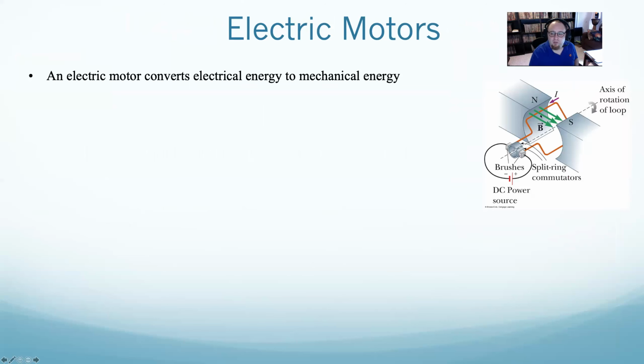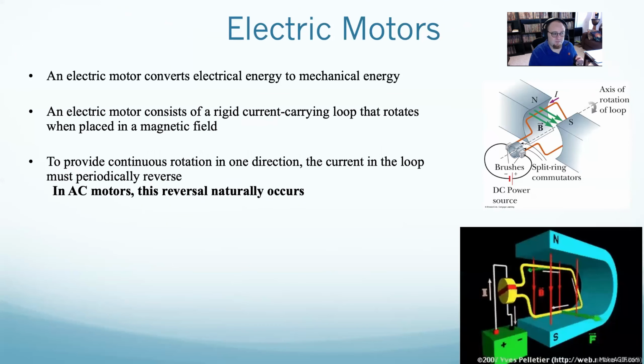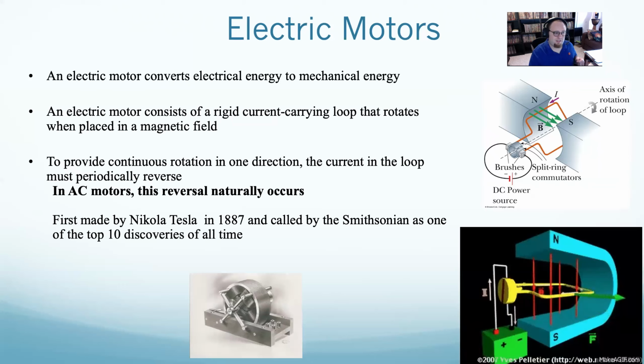And all you do is you put your loop of wire and set it up so that it can spin freely in a magnetic field. You put current in, and it goes. Now, there is one issue with this, the DC versus AC.